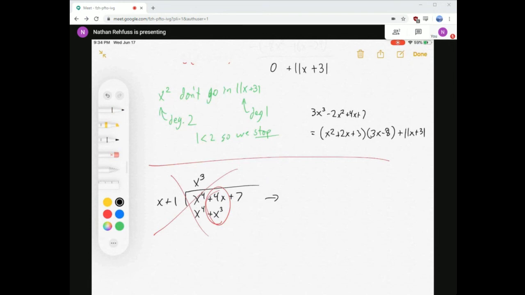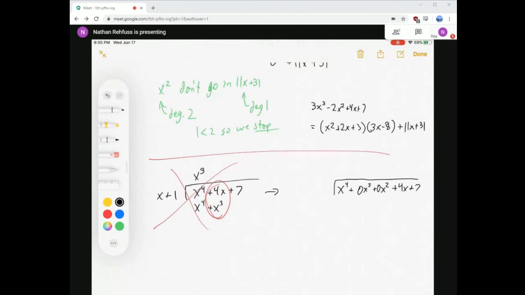So I'm going to set up this polynomial with missing terms: in x cubed's place with nothing in it, in x squared's place with nothing in it, and then a 4x and a 7. Into this fella, I can divide x plus 1. So x plus 1 goes into this whole thing, and it goes in x cubed times, and x cubed times x plus 1 is x to the 4th plus x cubed.